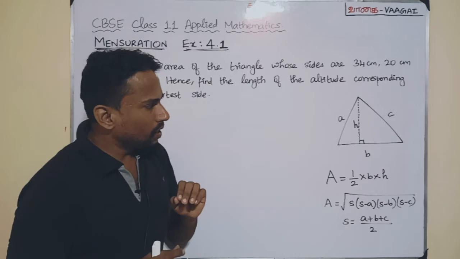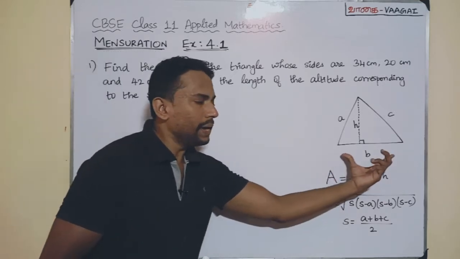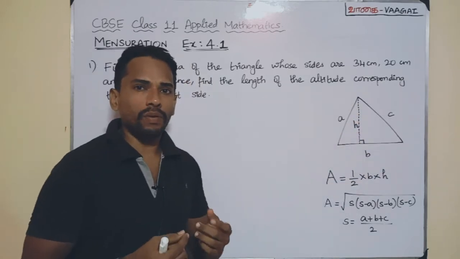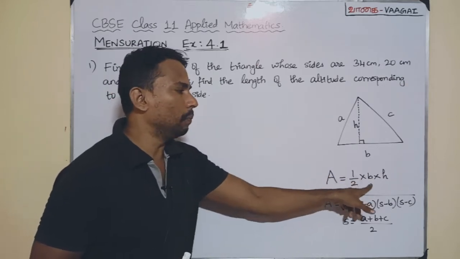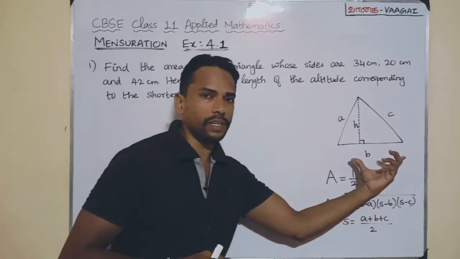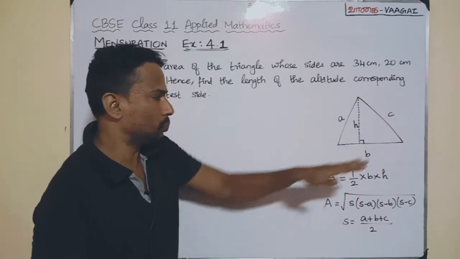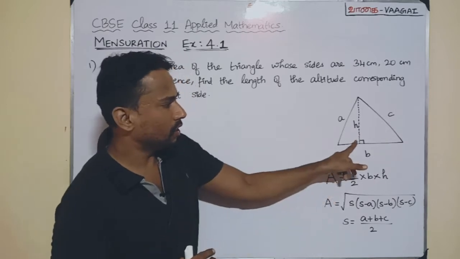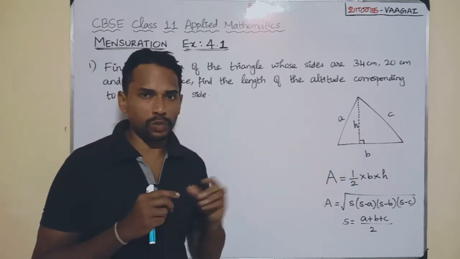Whenever we have a triangle and if we are given the base of the triangle and the height of the triangle, then area can be found using the formula area is equal to half into base into height. B is the base and H is going to be the perpendicular height. I mean this base and that height should be perpendicular, at 90 degrees, a right angle. So this formula is to be used.